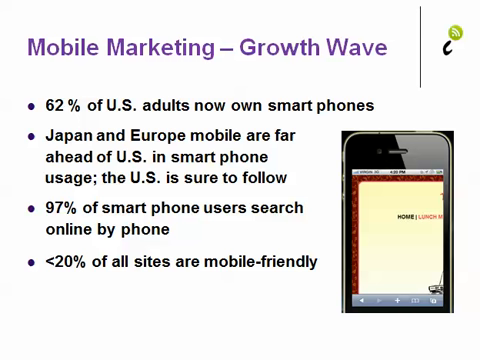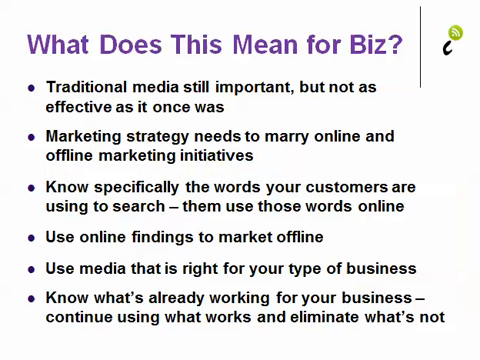Next slide is here. Just one about what does all of this mean for business. Really, the bottom line here is that traditional media is still very, very important. However, it's simply not as effective as it once was for all the reasons we talked about earlier. Marrying your marketing strategies, you need to be online and offline merged together. And what that means is you shouldn't ever have your website look totally like it's a different business than your offline marketing materials. You want your branding to come forth. You want to see consistencies between what you're doing online and offline.